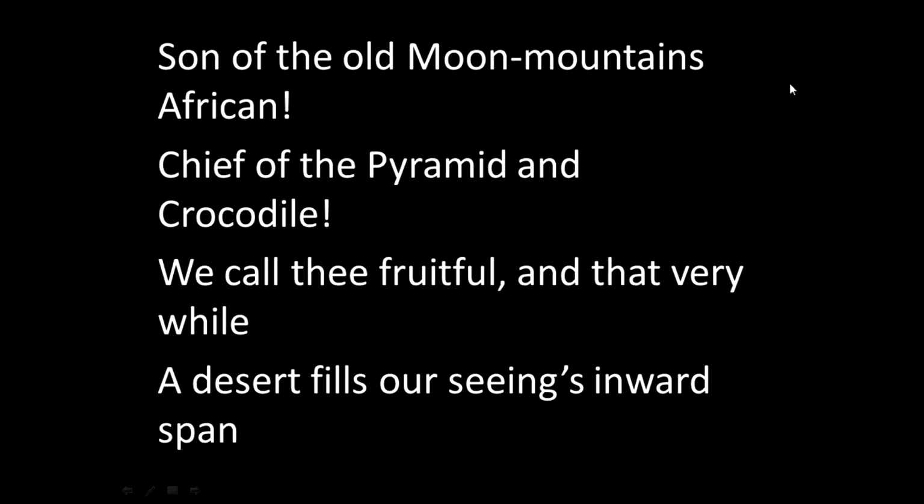Son of the old moon mountains African. Here, children, the poet has given a value to this river Nile. Here it is personified by calling it son. Son of the old moon mountains African. Now the Nile River has originated from the mountains, so it tells from the old moon mountains in Africa.